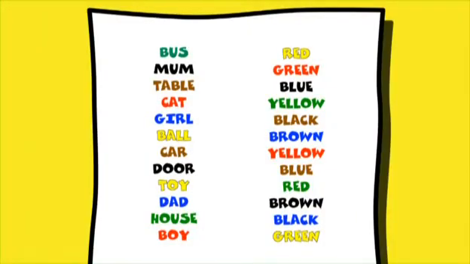And what I want you to do is you'll notice there are two lists of words. The one on the left starts off with the word bus at the top, mum, table, cat, and so on. And the one on the right starts off with the word red, green, blue, and so on. What I want you to do, as quickly as you can, without thinking too much about it, is read through from top to bottom the list on the left, which starts with the word bus, and read it through as fast as you can when I give you the count, and notice how fast you can go. Ready? 3, 2, 1, go.